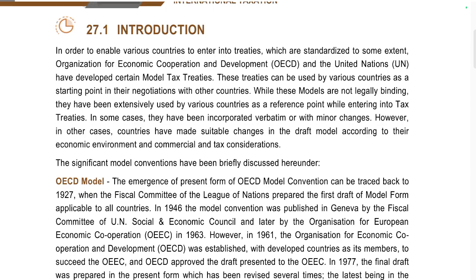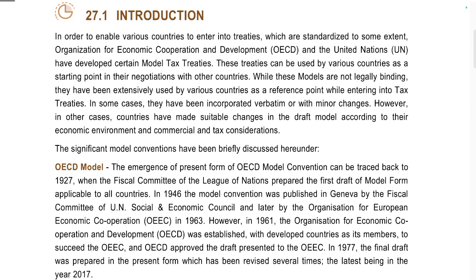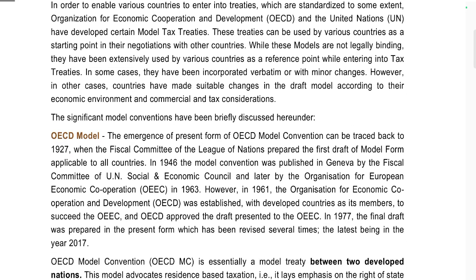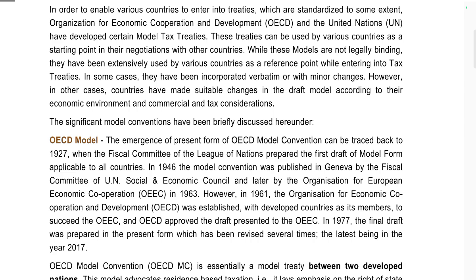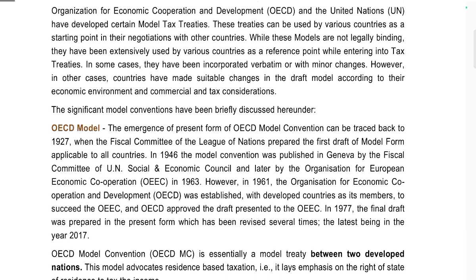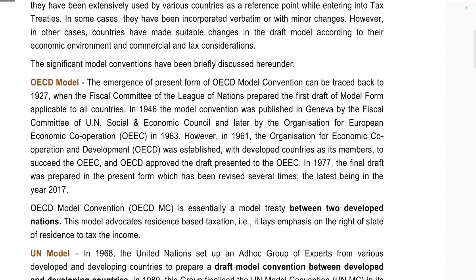While these models are not legally binding, they have been extensively used by various countries as a reference point while entering into tax treaties. In some cases, there may be an incorporation verbatim or with minor changes. However, countries have made suitable changes in the draft model according to their economic environment and commercial and tax considerations. The significant models are briefly discussed under the OECD model and the UN model.